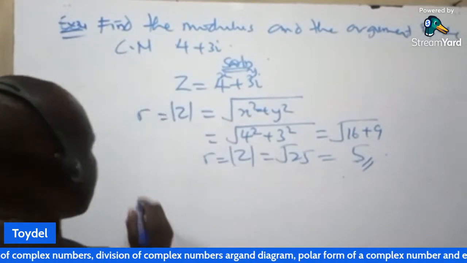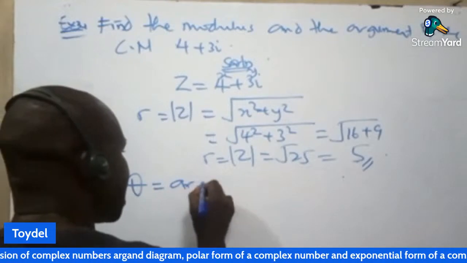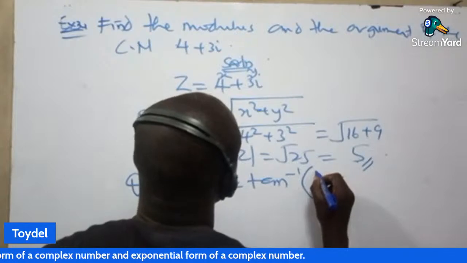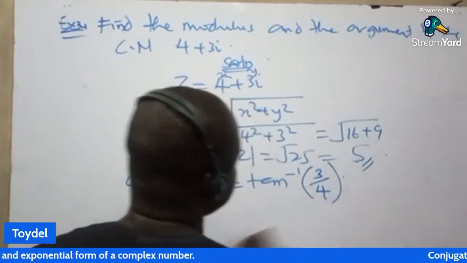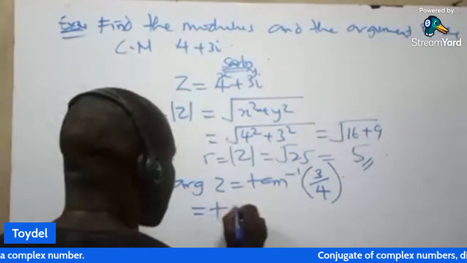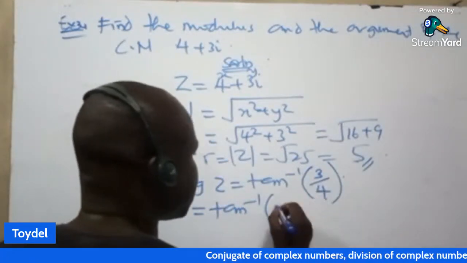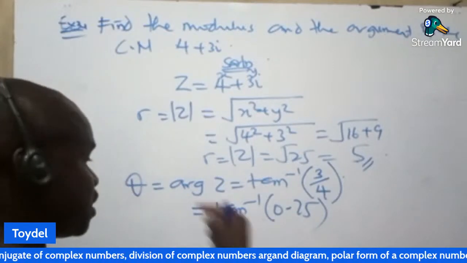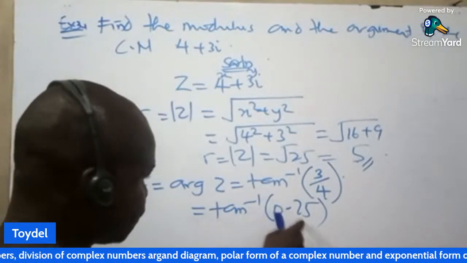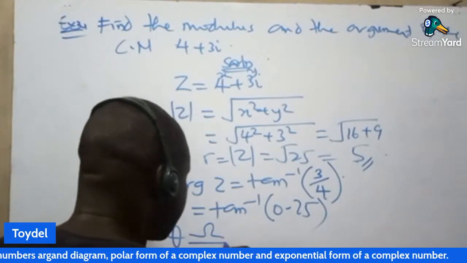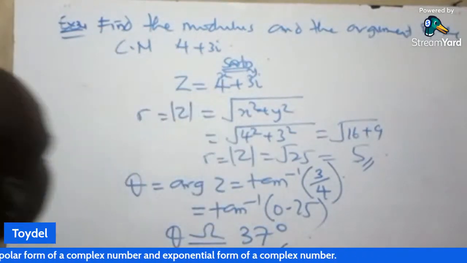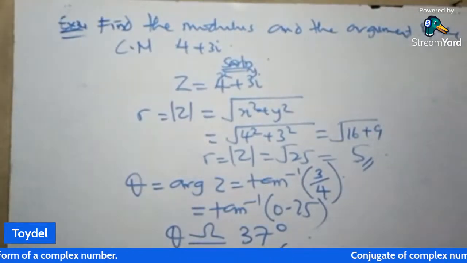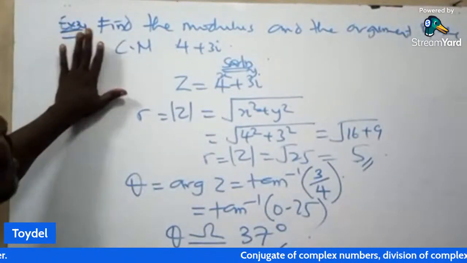Then how do we get the argument? Of course, we know that the argument is theta, the same thing as arg z, which is equal to arctan of y, which is 3, all over 4, which is x. Then this is equal to arctan of 3 divided by 4, which is 0.75. You can use your four-figure table to find this, or you press shift, then tan, which gives arctan. If you do that correctly, it is approximately 37 degrees when you use your calculator to check. So this is how to find the modulus and argument of the standard form of a complex number.